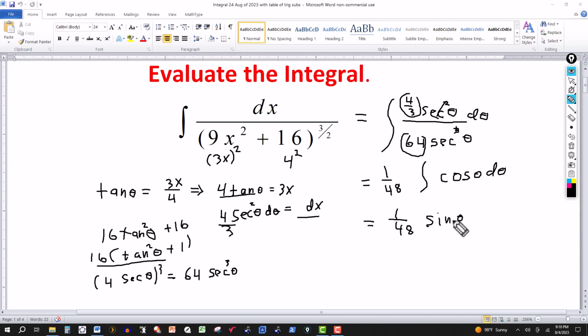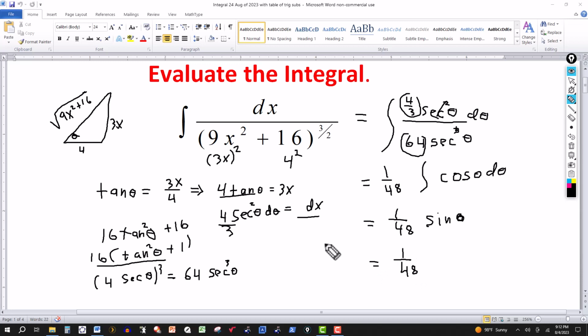But I've got to go back to the original variable. So let's just do this here. I'll draw the right triangle here. And the tangent of the angle theta here is 3x over 4, with 3x on the opposite side. The adjacent side is 4, and then the hypotenuse here is going to be the square root, using the Pythagorean theorem, of 9x squared plus 16. And now we want the sine of theta. So we just look at the triangle here.